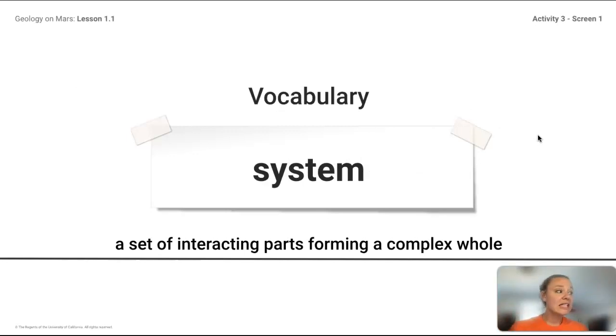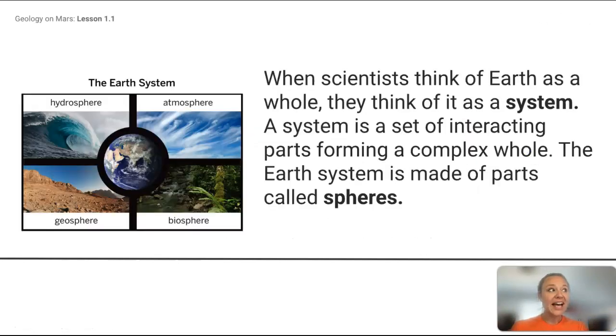And we're going to be looking at the system, so the set of interacting parts forming a complex whole. So a system that might be familiar to you is the solar system, right? We're talking about all of the planets that are part of our solar system. So we're going to be talking about another system here in just a little bit. And that system we are talking about, Earth's system, is made up of different parts. There's 4 different parts that we are going to be studying here to learn about Earth's system.